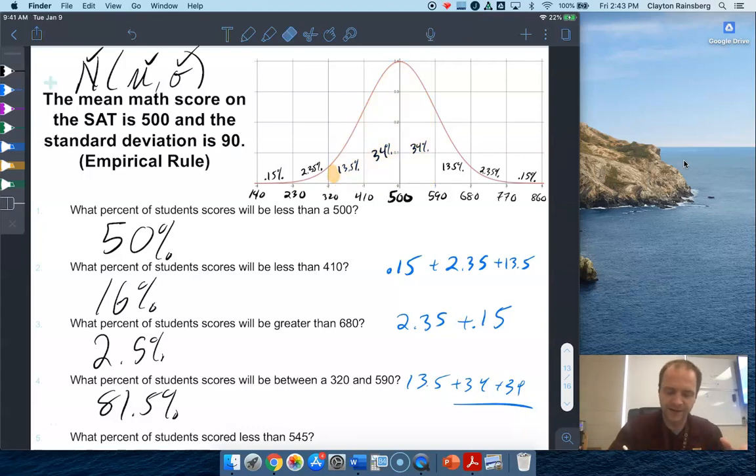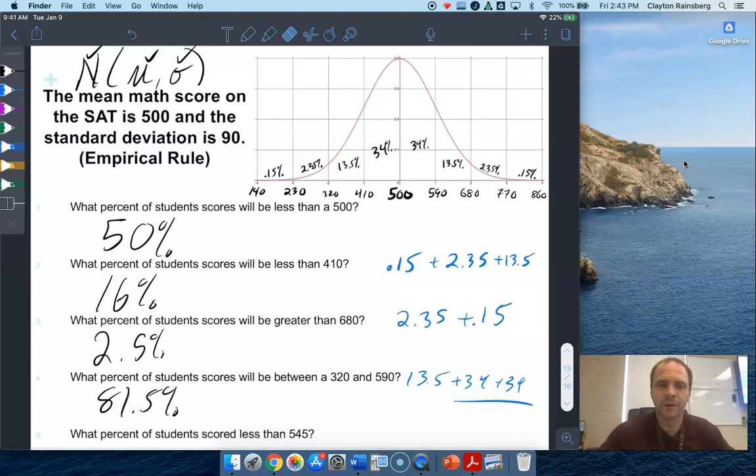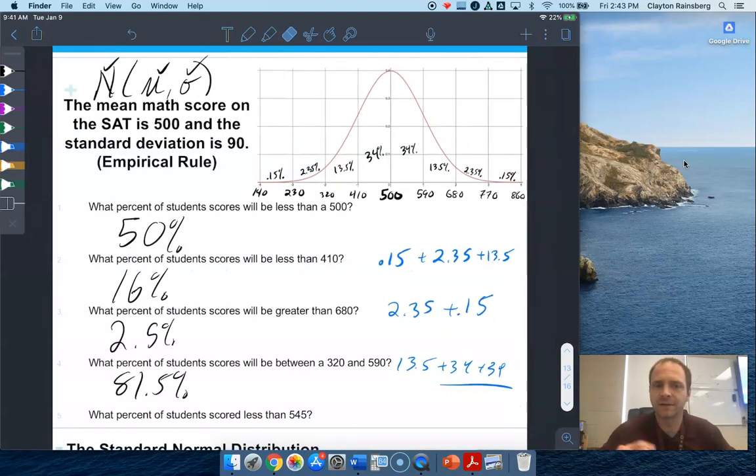Now what I'm going to do next is I'm going to have a little fun. What percent of students lie less than 545? So this one's a little unique. Right, we'll do purple. Right here is 545. That's half a standard deviation away from the mean. Not in this empirical rule. Very interesting. This one's a little bit different. Half a standard deviation from the mean.